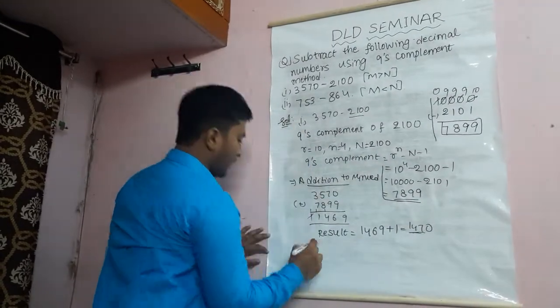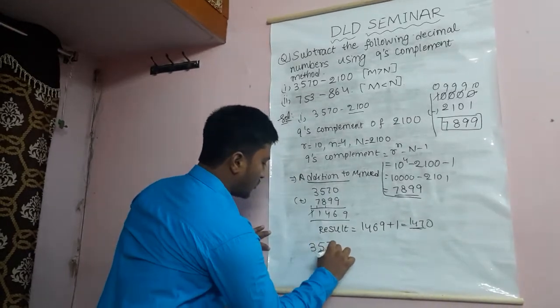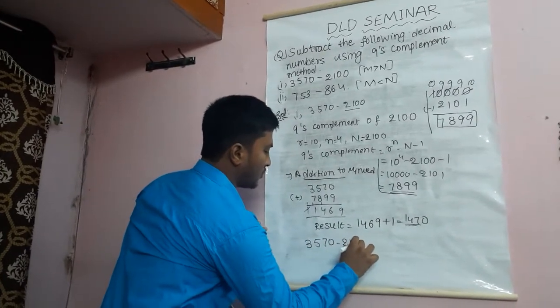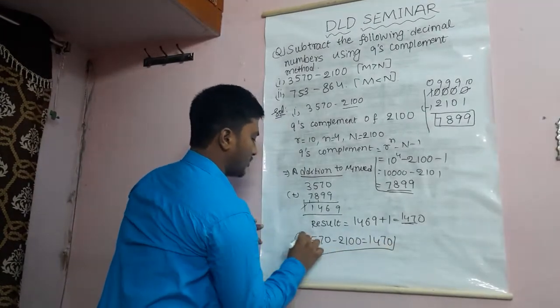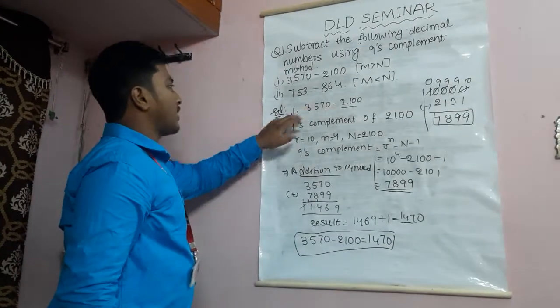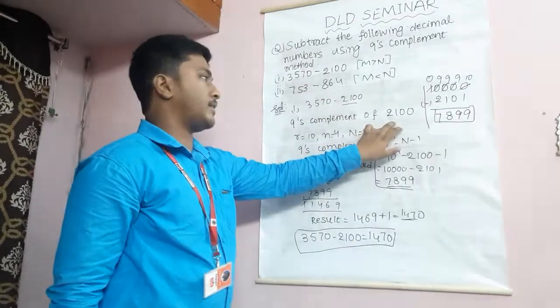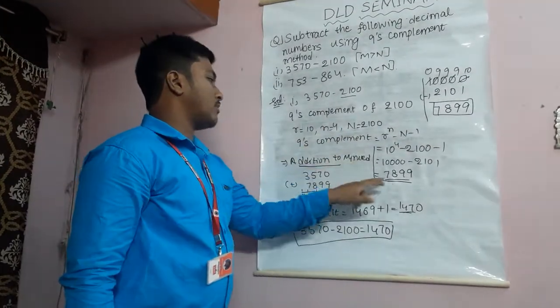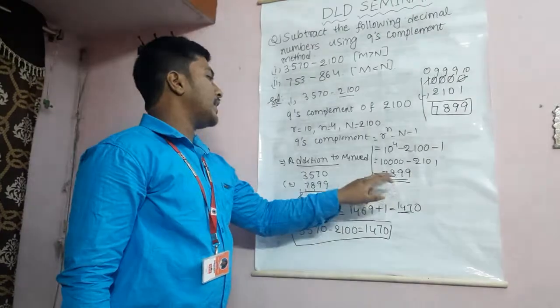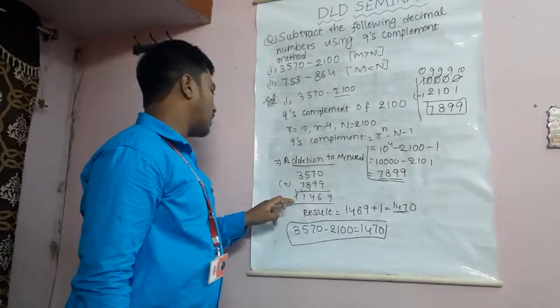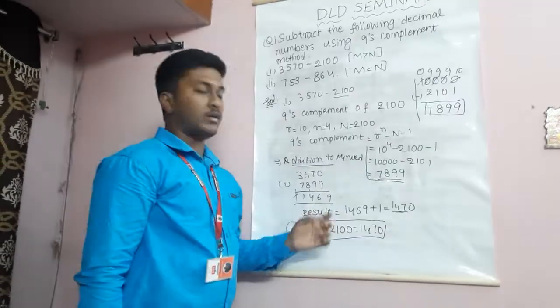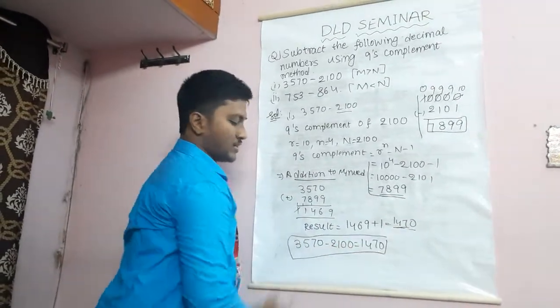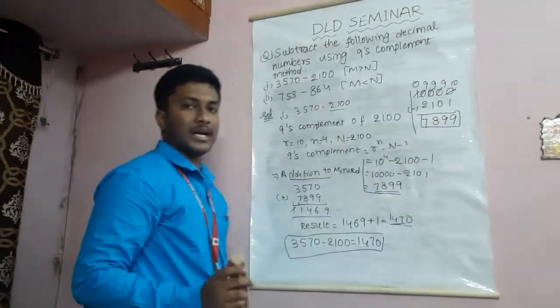So 3570 minus 2100 equal to 1470. So this is the first problem. So first I did the 9's complement of subtrahend. So by doing the 9's complement we got 7899. Now adding this to the minuend. So we got an end carry. So we should discard it and add digit 1. So by adding digit 1 we got the final result. Now I'll explain second problem.